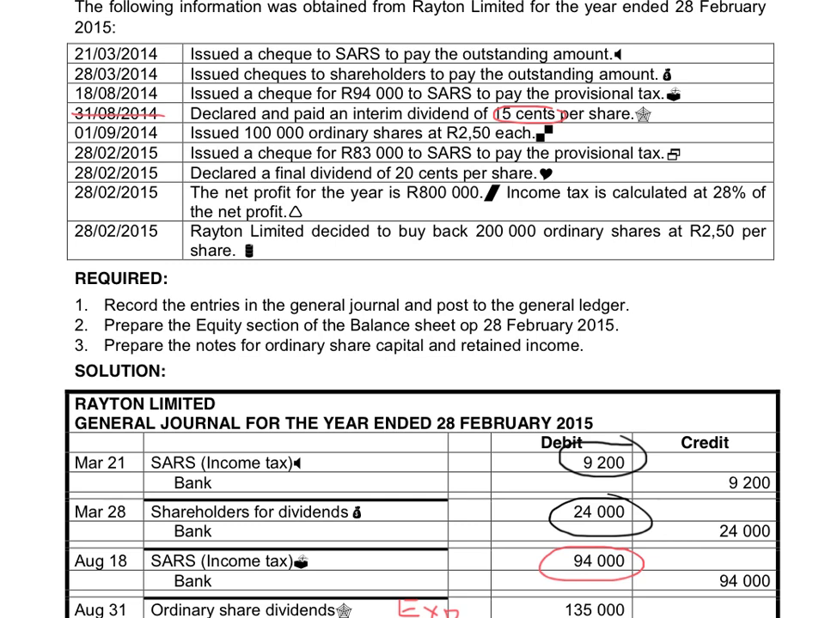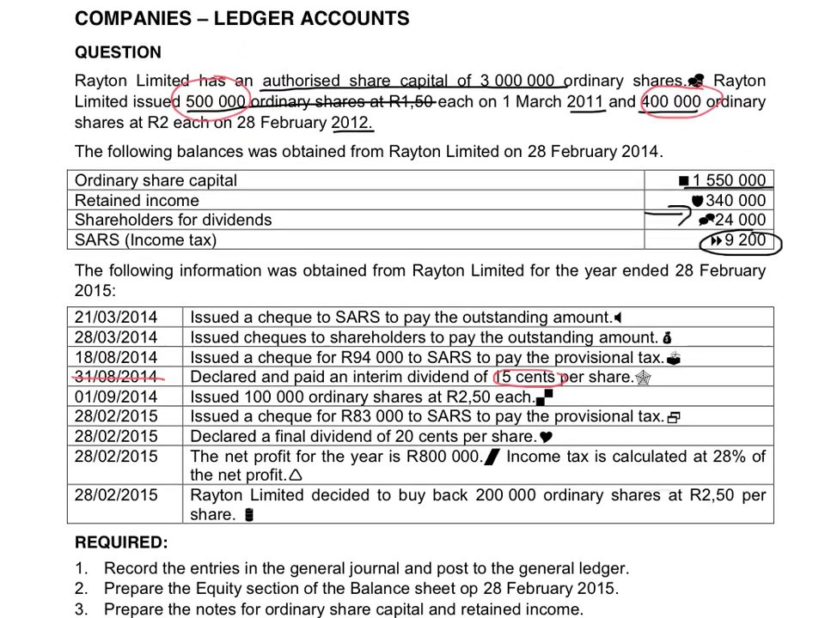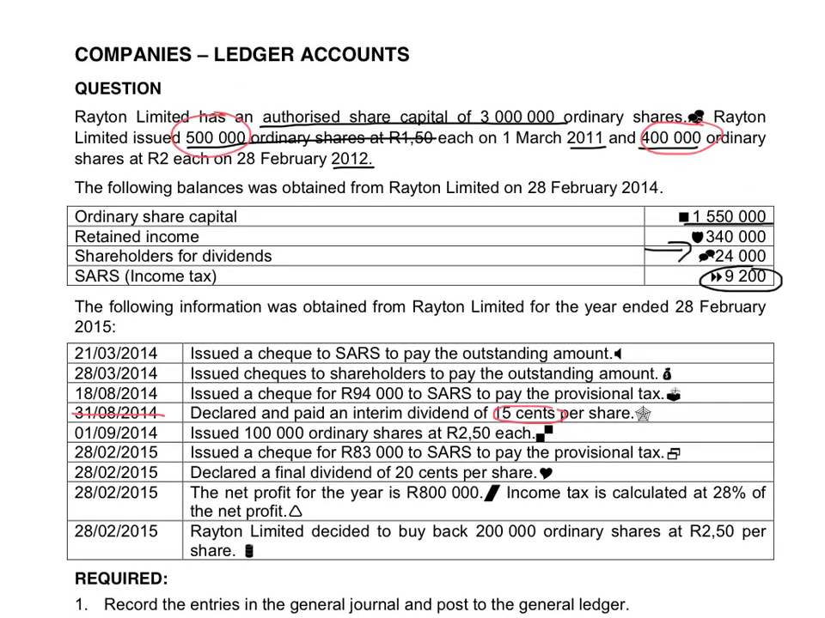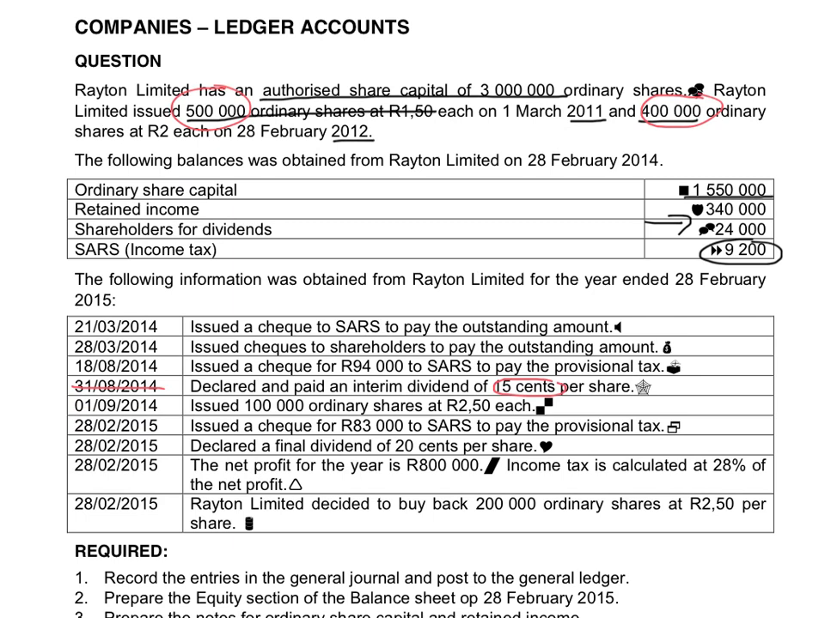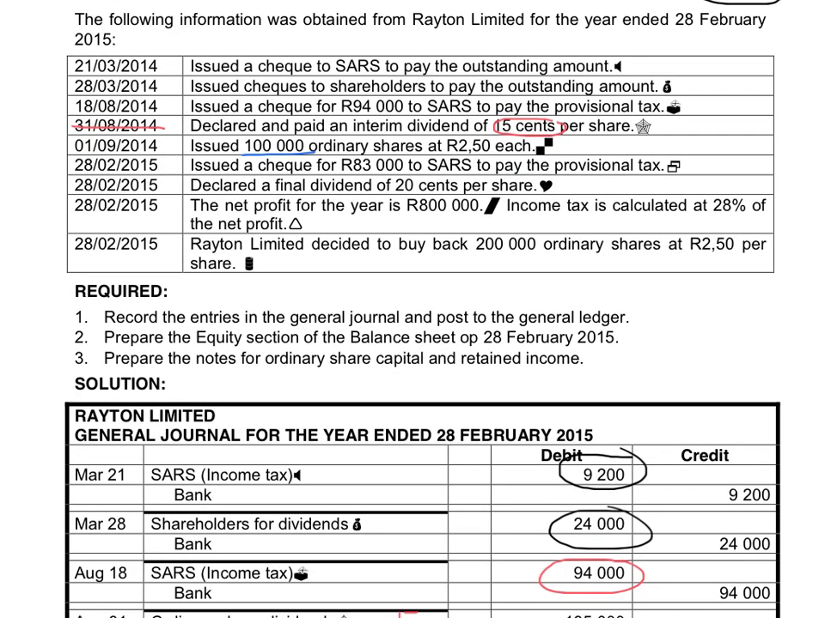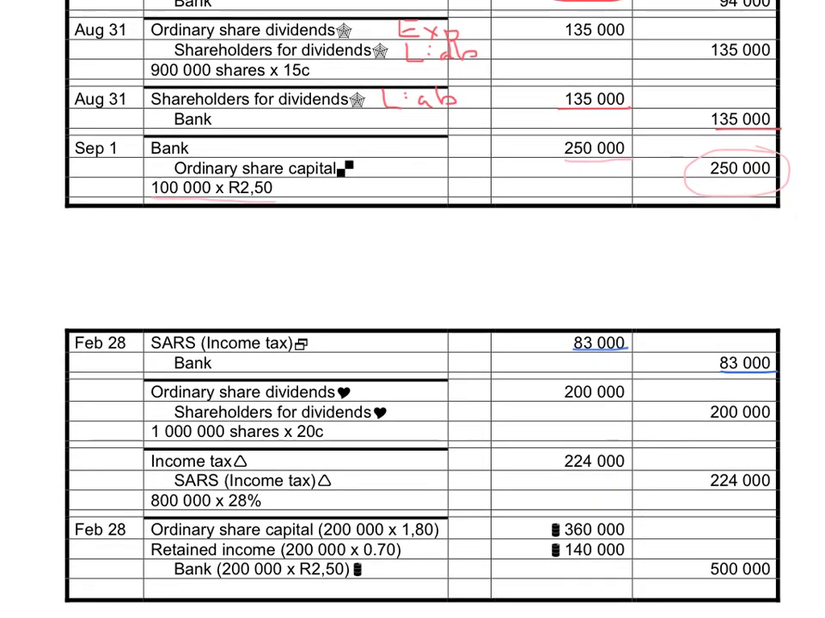Declared a final dividend of 20 cents per share. Now you must be careful and you must take into account how many shares that we have at the beginning of the year. That was that 500,000 plus the 400,000, so that already gave us 900,000. Then we issued another 100,000 during the year. So it means that when we declare the final dividend, the total number of shares issued is 1 million. So we will multiply 1 million with 20 cents to see how much dividends must be paid.